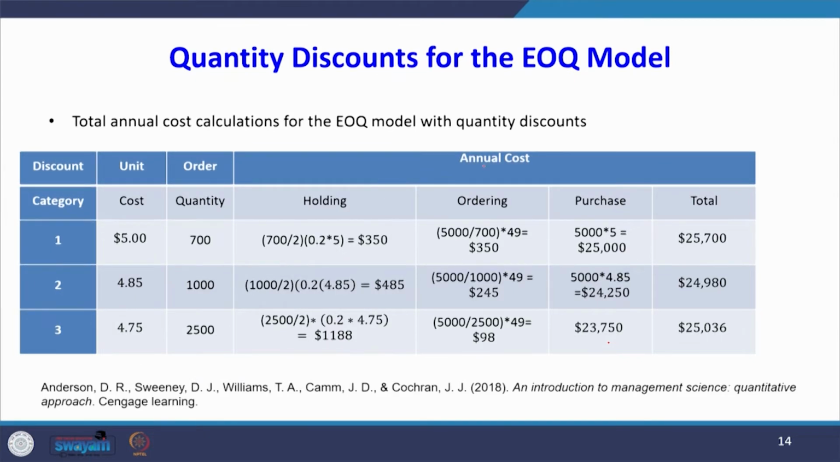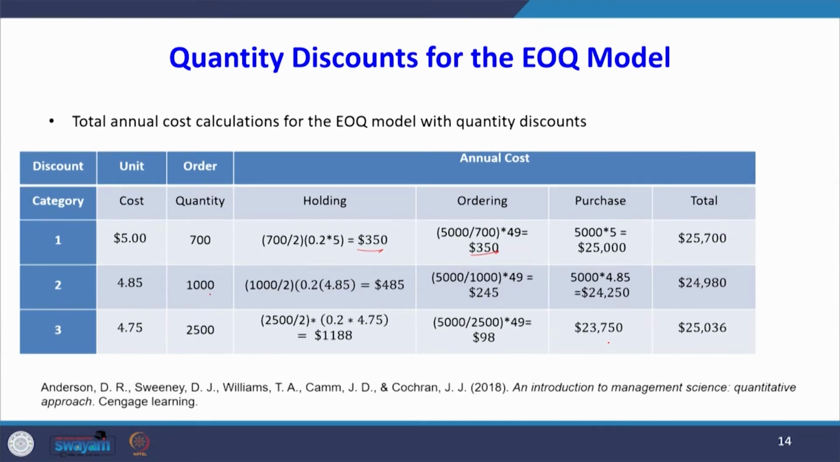For that, what is the annual holding cost? We know the formula for annual holding cost is Q by 2, average inventory, multiplied by holding cost. Holding cost is 20% multiplied by $5, so $350. Ordering cost is number of orders, D by Q, D is 5000 divided by 700, multiplied by ordering cost, so $350. Then the purchase cost, the demand is 5000 units. If you go for 700, the purchasing cost will be $5, so it will be $25,000. Total it is $25,700.